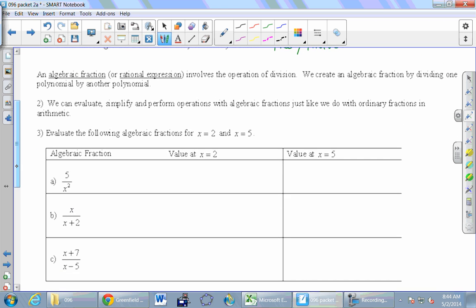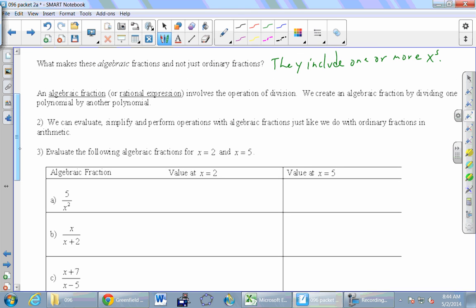Okay, let's come down here and start filling in some of this chart. We're going to skip a little bit of the text here. Jump down to number 3. So we've got our algebraic fraction in part A, 5 over x squared. And what I'd like to do is find the value of that fraction, or evaluate that fraction, at x equals 2. So all that means is we're going to plug 2 in for that x. So 5 over 2 squared, which is 5/4. So evaluating is no easier or harder than it's ever been. You just plug in the value of x.